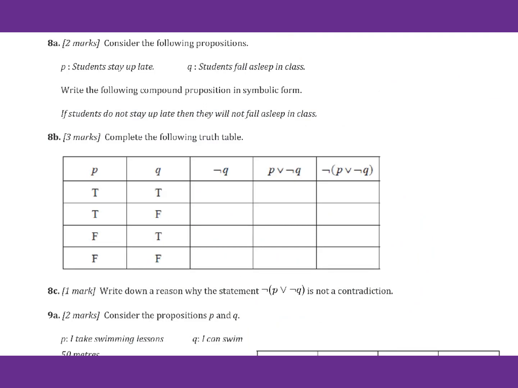Let's go to 8A. Consider the following propositions. P, students stay up late. Q, students fall asleep in class. Write the following compound proposition in symbolic form. If students do not stay up late, then they will not fall asleep in class. The keywords are if, then. Then you have this not. So we have not P implies not Q.